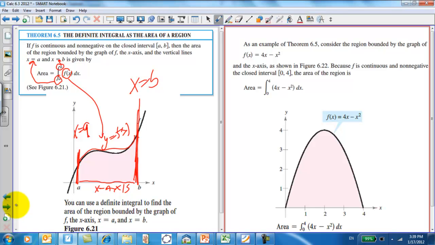Now, here's an example. We have the function 4x minus x squared that has roots at 0 and 4. And so we can find the area under the curve with the area from 0 to 4 of 4x minus x squared dx. And at this point, I'm going to have you practice doing this on your calculator.